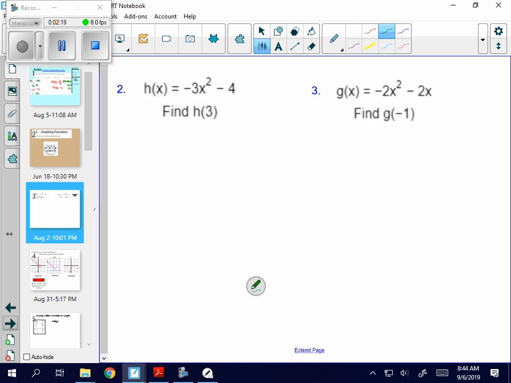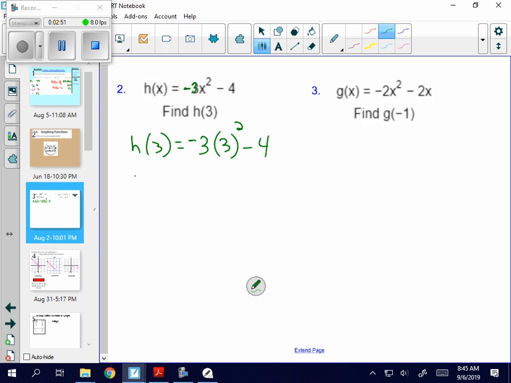Okay, now let's move on to number 2. They want us to find h of 3, so we just have to plug this in carefully. I will say, watch out for that negative sign right there. H of 3 is equal to, so that negative sign is this one. Now plug in your, and here is this 3. Now we'll plug in our 3 that is x, and we'll square it.